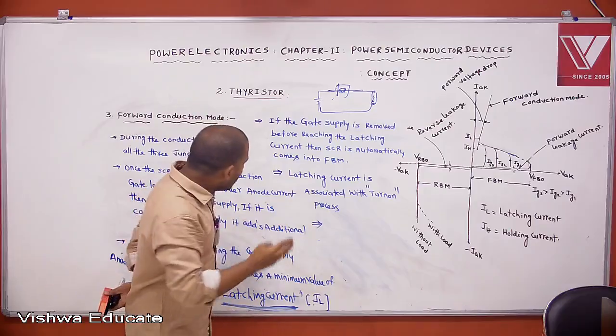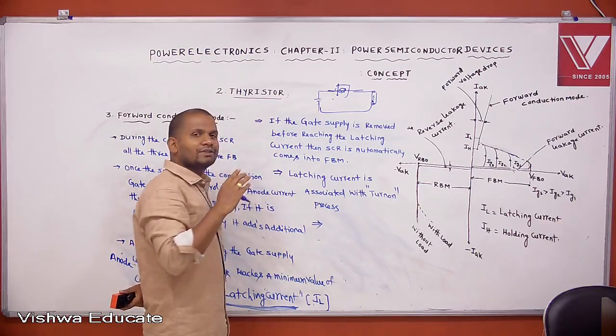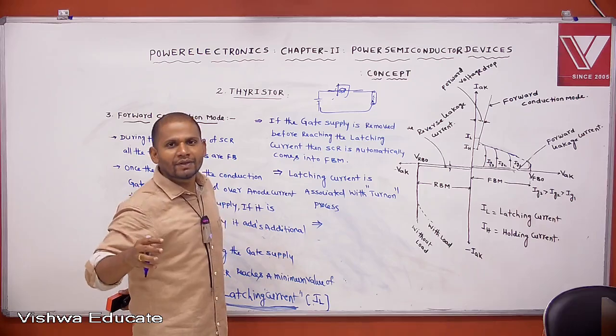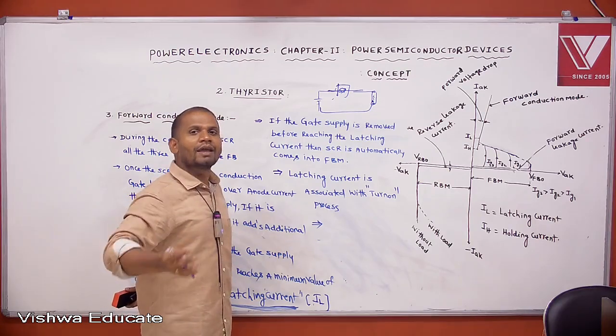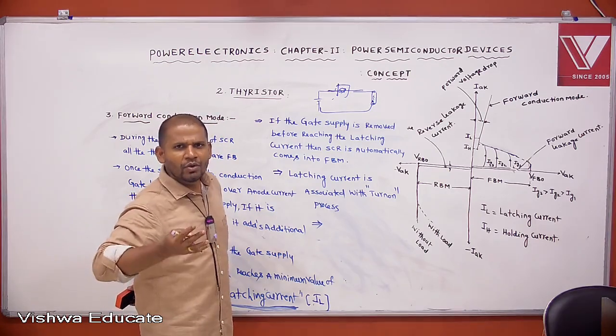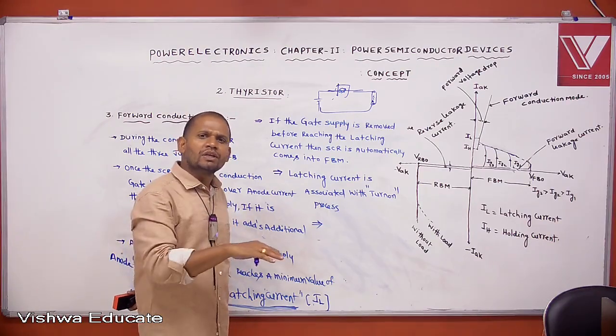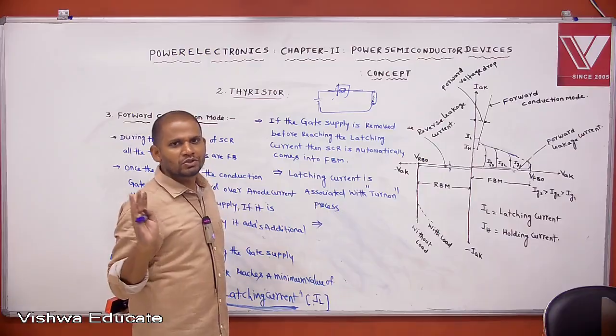Here the SCR starts the conduction. After some time you want to turn off the SCR. Again turn on the SCR, again turn off the SCR, again turn on. This is not a manual operation. You want to make some automatic control by writing a program using a microcontroller or microprocessor.